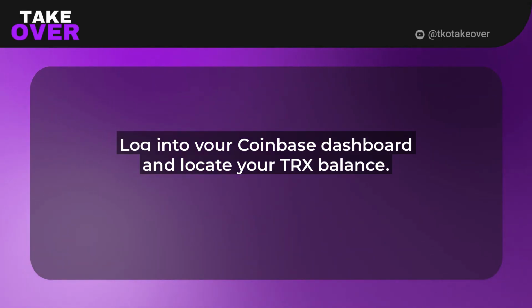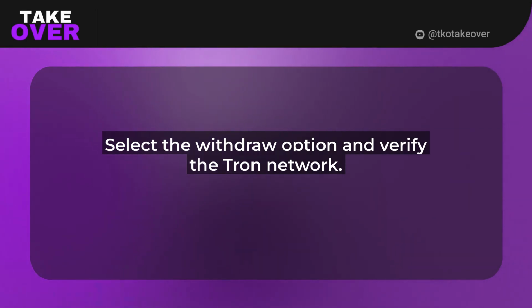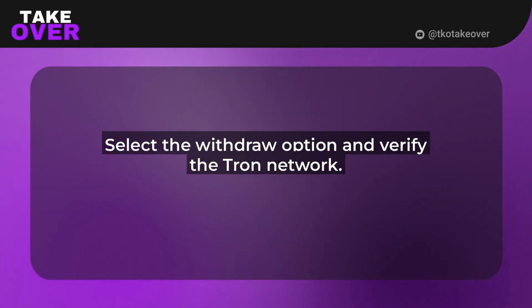Before you proceed, double-check that you're selecting the correct network. TRX operates on the Tron blockchain, so ensure Metamask is set up for Tron compatibility. Metamask supports this through extensions or by adding the Tron network manually.